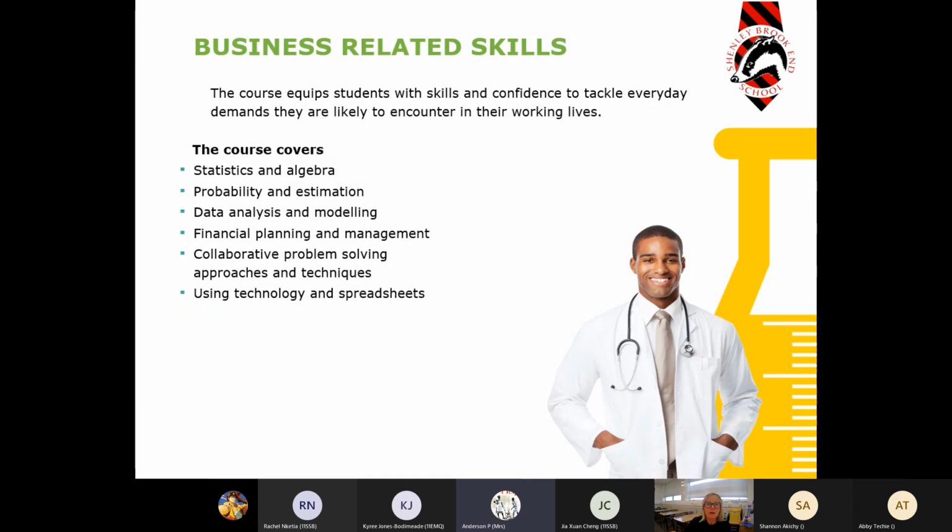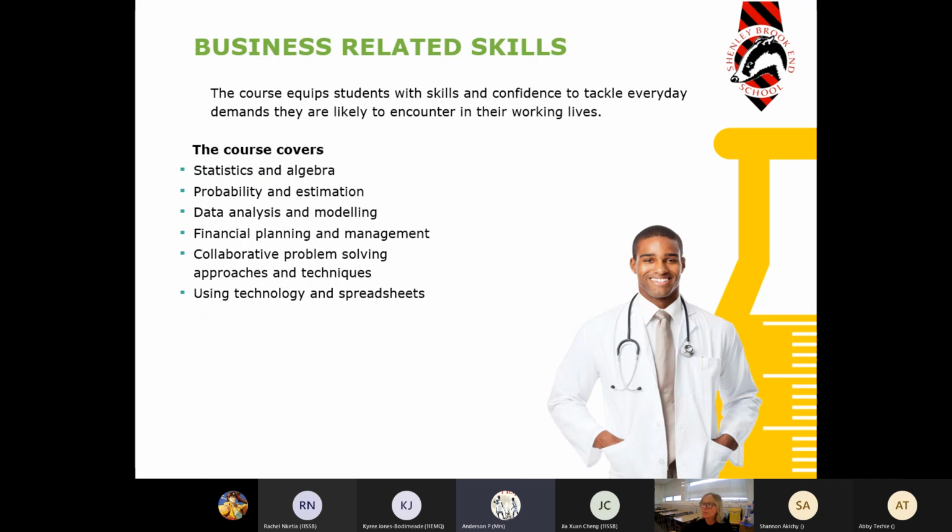Okay, so like I said, these are the areas that the course covers: stats and algebra, probability and estimation, data analysis and modelling, financial planning and management, collaborative problem solving approaches and techniques, and using technology and spreadsheets. So there is an element of it where you will need to be au fait with how to use Excel to store data and create reports. But of course, you will have IT lessons in order to help you do that.